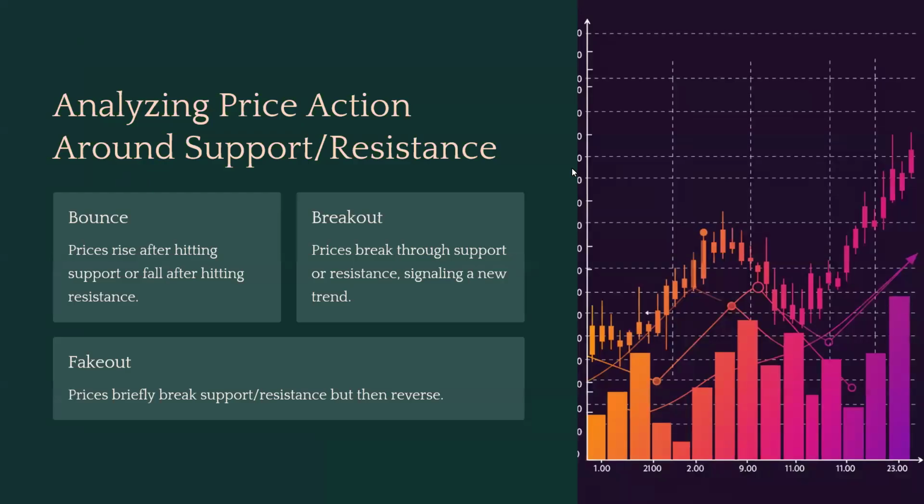Next, by analyzing price action around the support line, we can see there will be a bounce. When prices rise after hitting the support line or fall after hitting a resistance line, this is called a bounce. And a breakthrough is when the price breaks through support or resistance, signaling a new trend moving on. There might also be fake outs, whereby the price just briefly breaks through the support or resistance line, but then continues to reverse into a different trend line.